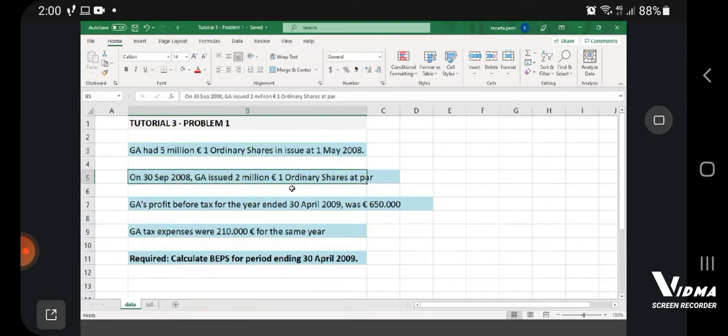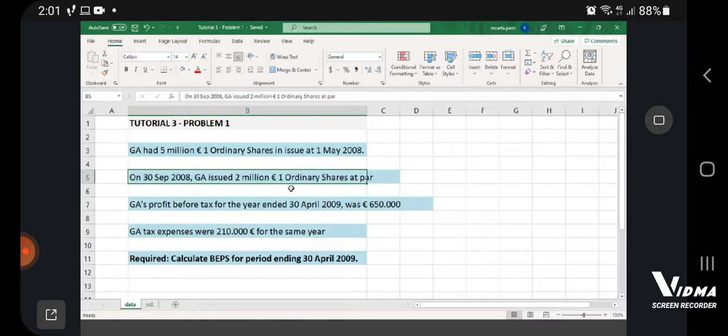Then on 30th of September, the company issued 2 million ordinary shares at par value, so the par value is still 1 euro. Now remember that from 1st of May to 30th of September, there are 5 months. For 5 months, we have 5 million shares in issue. And for the 7 months left in the accounting year, there are 7 million shares in issue.